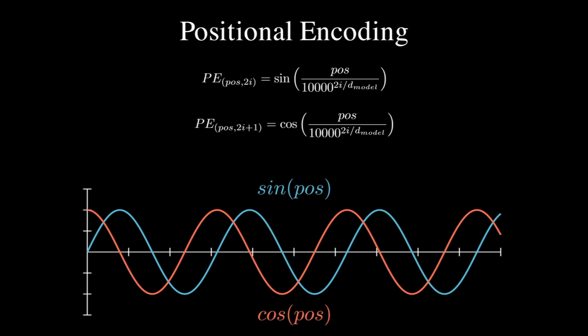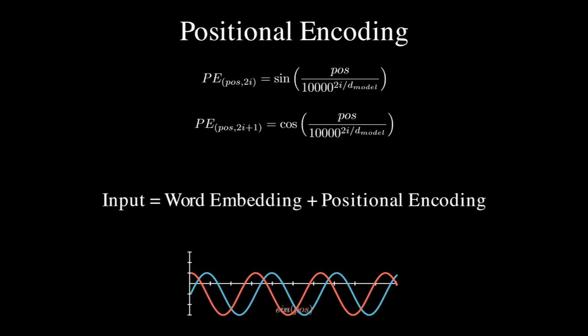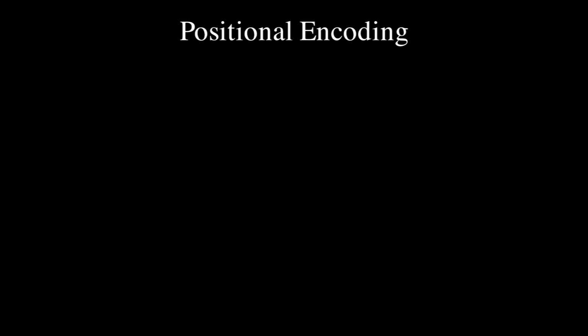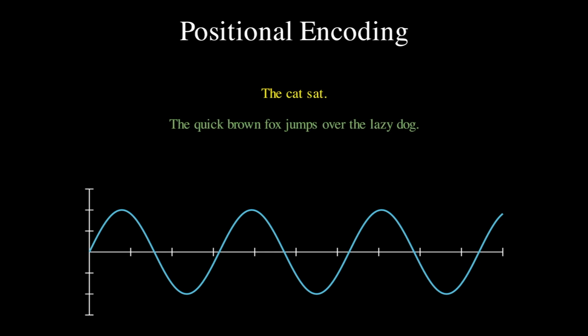For even indices of the positional encoding, we use sine. For odd indices, 2i plus 1, we use cosine. This encoding is then added to the word embedding, so each word carries both its meaning and its position in a single vector. The beauty of this approach is that it allows the model to easily compute relative positions, meaning it can understand that word 5 is closer to word 3 than word 20. Moreover, it can handle sequences of varying lengths and positions it hasn't even seen before because of the reliable behavior.